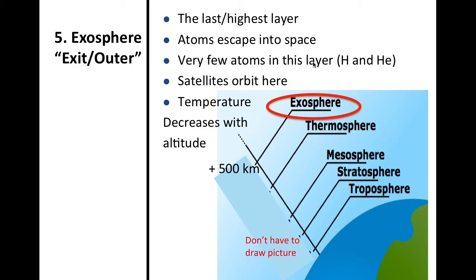Most of them are going to be hydrogen and helium. What we do find here is we place our satellites here. They orbit in this distance away from the Earth in order to help us with our communications. And the temperature here, as you increase going further out into outer space, the temperature decreases.